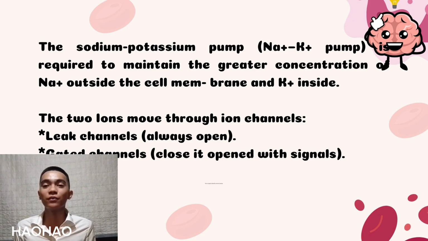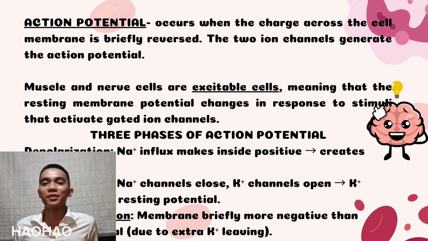The two ions move through ion channels. First, leak channels, which are always open. Second, gated channels, which are closed and open with signals. At rest, the potential is maintained mainly by ions diffusing through leak channels. Let's proceed to action potential. An action potential occurs when the charge across the cell membrane is briefly reversed.